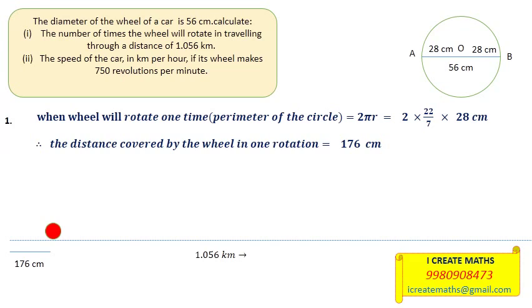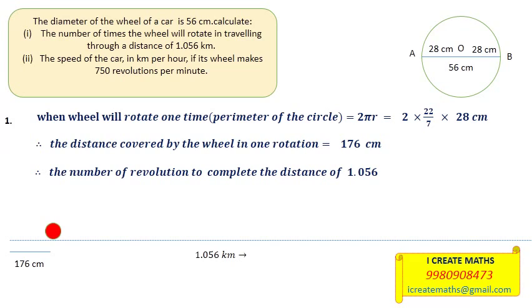Now to find the number of revolutions, we have to do the following. The number of revolutions to complete the distance of 1.056 kilometer is equal to the whole distance divided by the single distance. The single distance is the distance covered by the wheel in one revolution, that is 1.056 kilometer divided by 176 centimeter. Look at the video to understand the calculation.